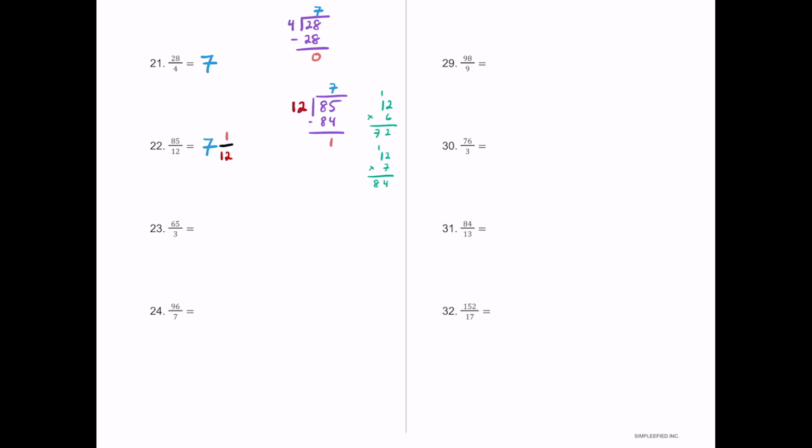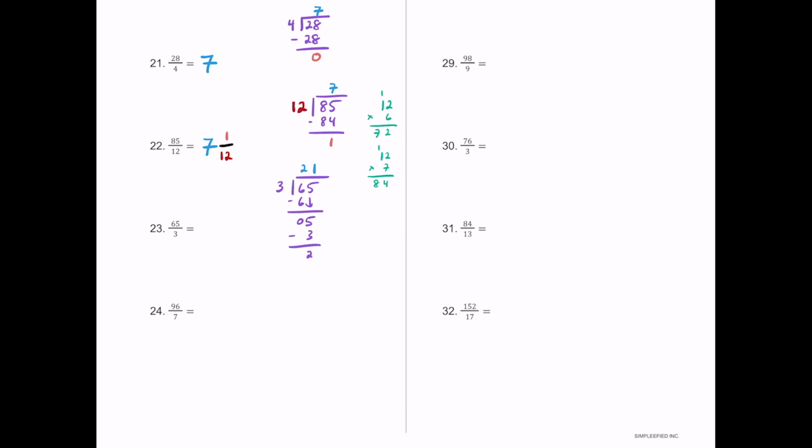All right, for number 23, we have 65 thirds. So let's go ahead and divide that in. So 6 is going to be 2 times 3, so let's put a 2 on here. 2 times 3 is going to be 6. We have a remainder of 0. Let's bring down the 5. Now 3 is going to fit into this 5 one time. 1 times 3 is going to be 3. And we have a final remainder of 2.